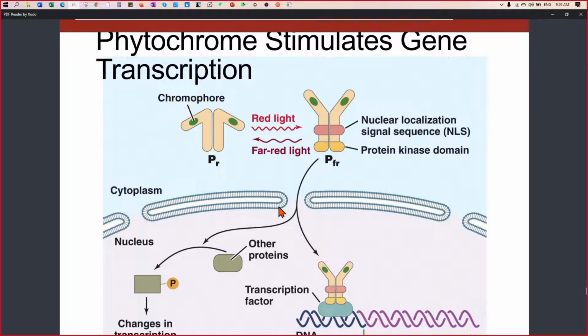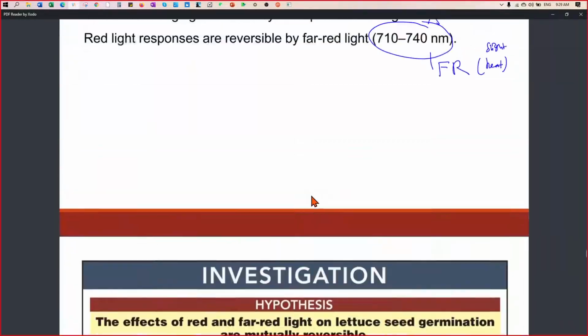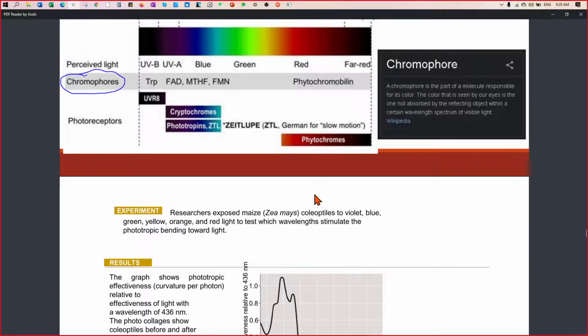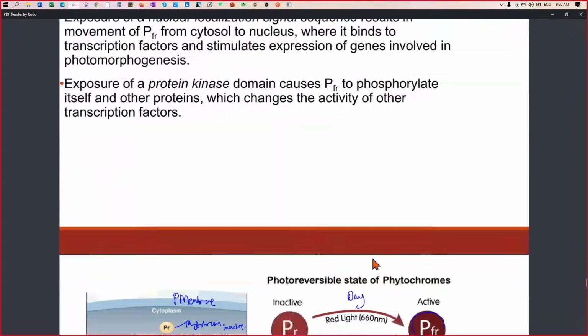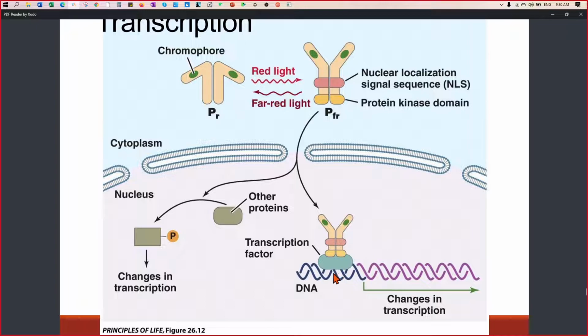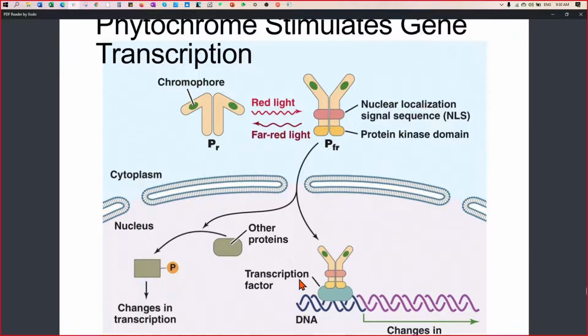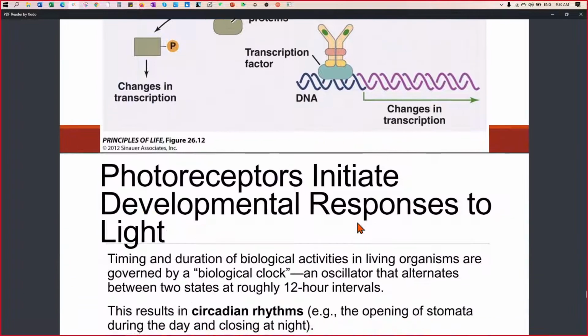So, another image for you to understand what's going on. You have your phytochrome, chromophore. Remember, the chromophore is the part that gives the color. Remember I gave you the definition: a part of a molecule responsible for its color. So this is pretty much like what we have here. This is just for your review.